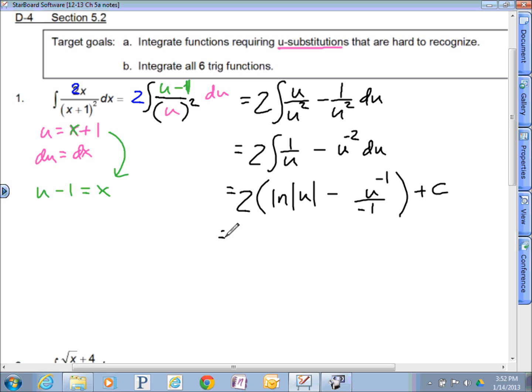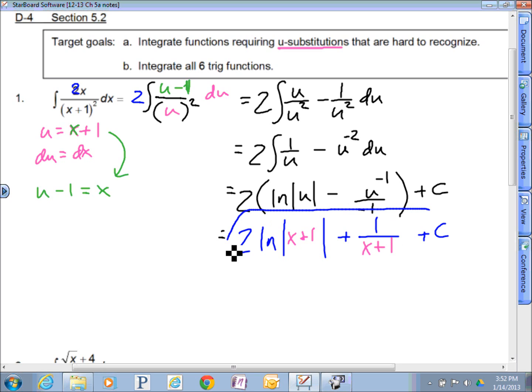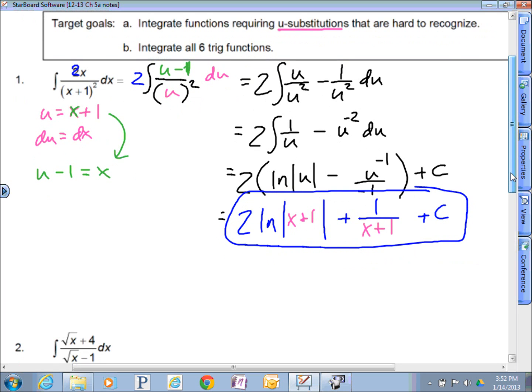So clean it up. 2 natural log, let's make this blue, 2 natural log absolute value of my u that I'm going to put back in plus 1 over my u plus my c. What's my u? My u is that x plus 1 that I had. And here's an x plus 1 also. There's my solution. So there, one part done. So number 1 took care of that.